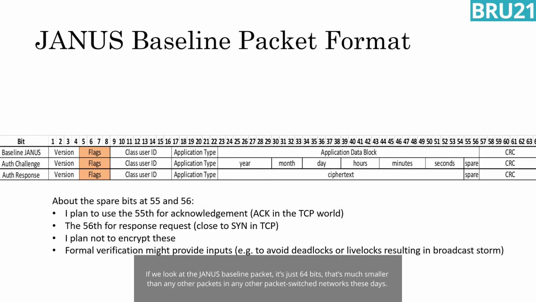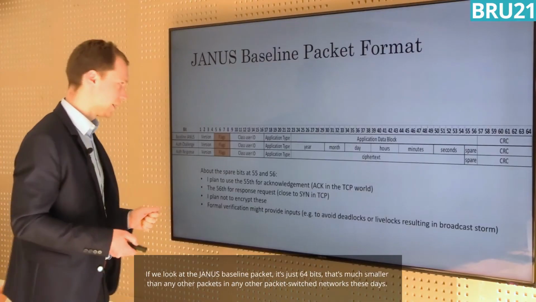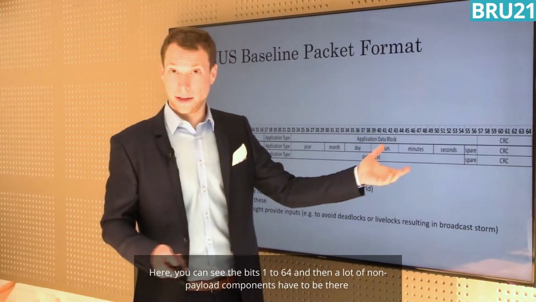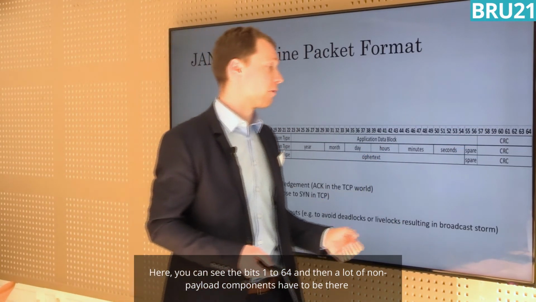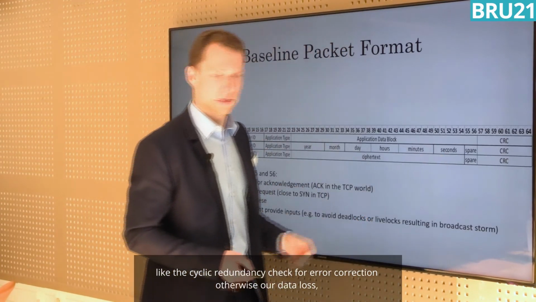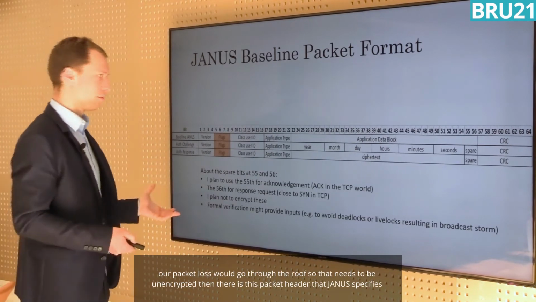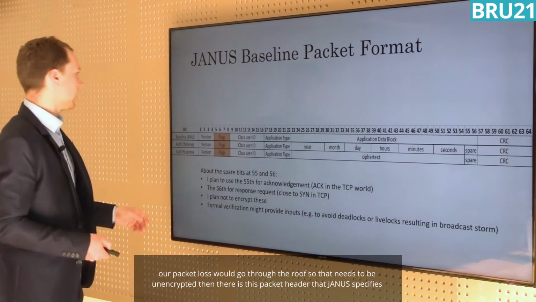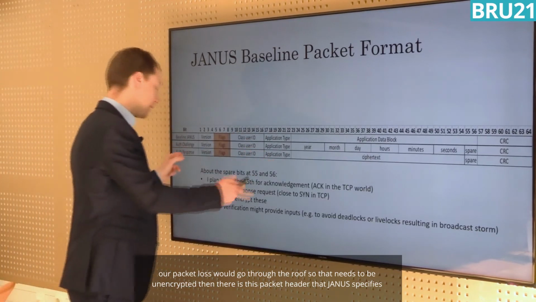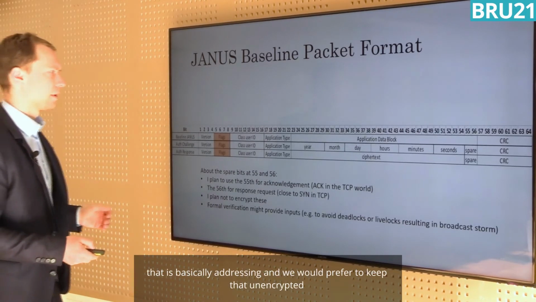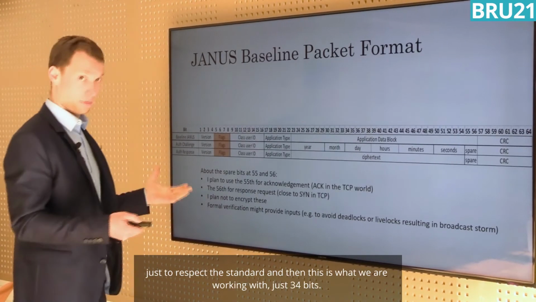If we look at the Janus baseline packet, it's just 64 bits. That's much smaller than any other packets in any other packet switch networks these days. Here you can see the bits 1 to 64, and then a lot of non-payload components have to be there, like the cyclic redundancy check for error correction, otherwise our data loss, our packet loss would go through the roof. So that needs to be unencrypted. Then there is this packet header that Janus specifies that is basically addressing, and we would prefer to keep that unencrypted just to respect the standard.